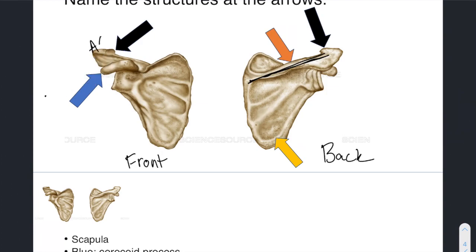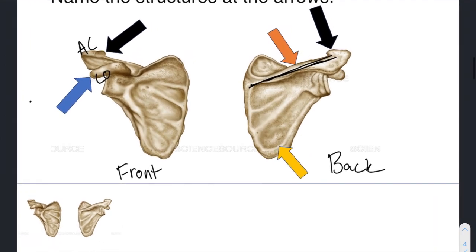So AC for acromion, CO for coracoid. So that's on the front. Those are the two major landmarks you want to keep in mind when you're at the front. Now we're going to go on to the back of the scapula.